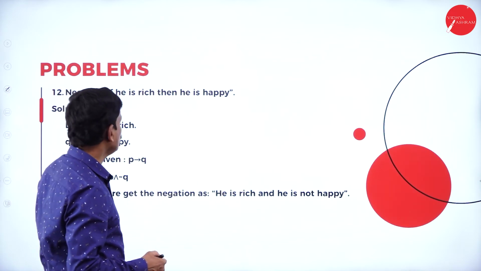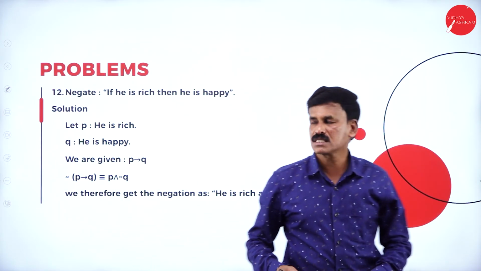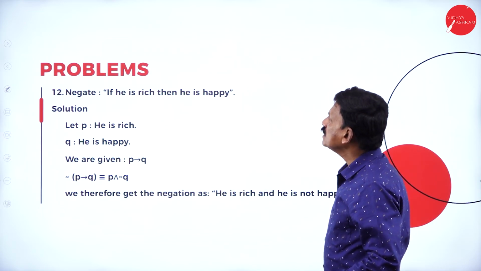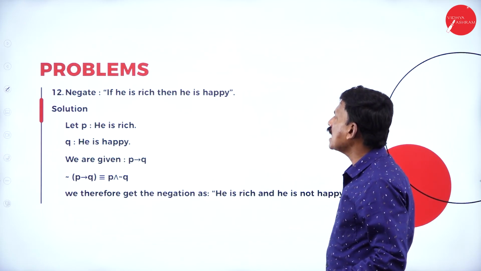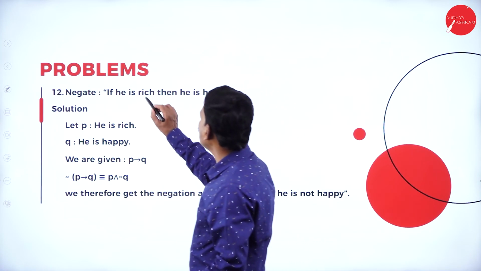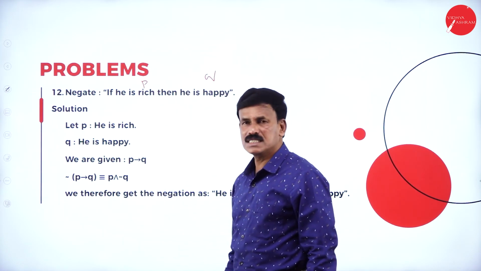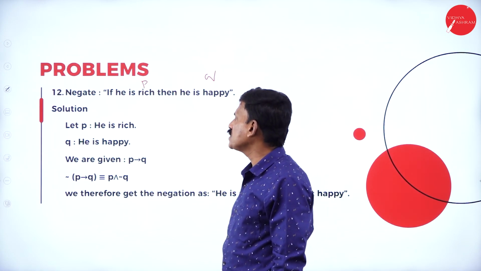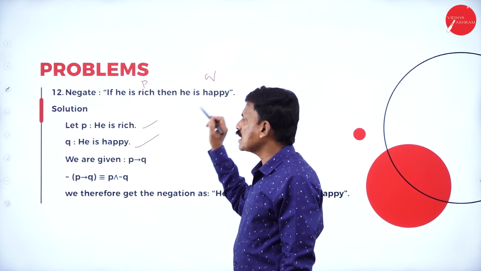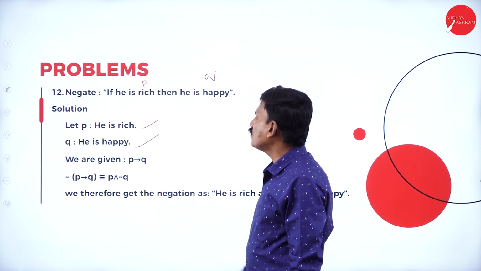Now let us discuss one more example. Negate: if he is rich, then he is happy. He is rich is P. He is happy is Q. Now, what is the condition?